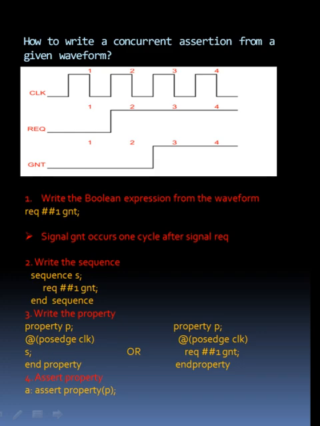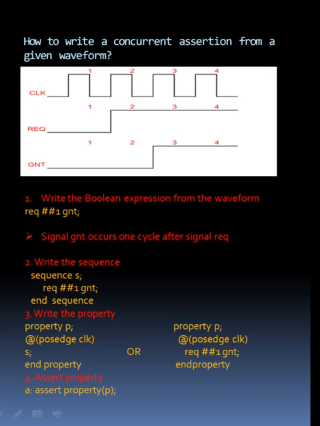We can write property in two ways. If we write the sequence, then we have to write property P at the rate of posedge clock as S, and endproperty. And if we do not write the sequence, then we can directly write property P at the rate of posedge clock. Then we have to write a Boolean expression, request, one cycle delay grant, then endproperty.